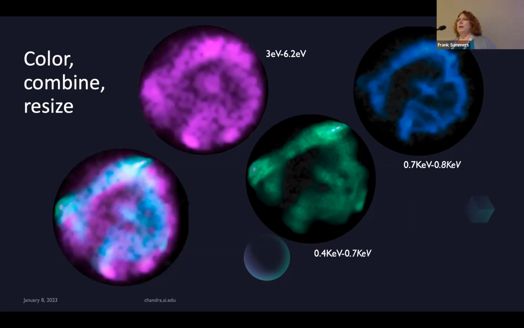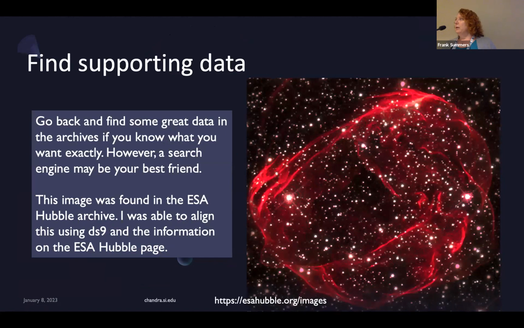And at this point you're like, wait, you said you put red to the lowest frequencies. That is true, but in this case, the paper is focusing on where the X-rays align with the Hubble data, particularly H-alpha. So for this image, we used red for the lowest energy, which was the H-alpha data. Now, this particular image was found in the ESA Hubble archive. Two minutes, I'm going to speed this up then. So in this image, I was able to align it with the other X-ray images using DS9 and the information on the ESA Hubble page.